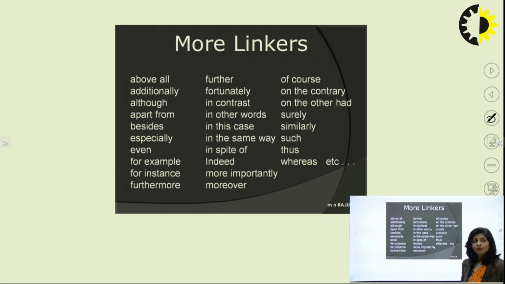These are again some more additional linkers. Above all, additionally, although, apart from, besides, especially, even, for example, for instance, furthermore, further, fortunately, in contrast, in other words, in this case, in the same way, in spite of, more importantly, moreover, of course, on the contrary, on the other hand, surely, similarly, such, thus, whereas, etc.